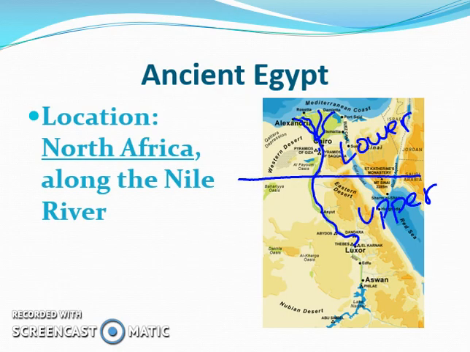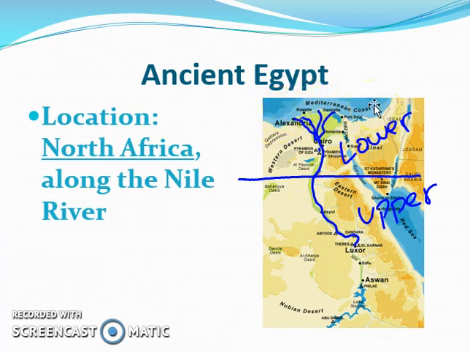The early civilization of ancient Egypt was located in northeastern Africa along the Nile River. If you take a look at the map on the screen, you can see that this whole area here is the northeastern corner of Africa. This blue line going up and down here is the Nile River, which interestingly flows north. So it starts down here and it actually flows north and flows into the Mediterranean Sea up here, which is pretty unique.